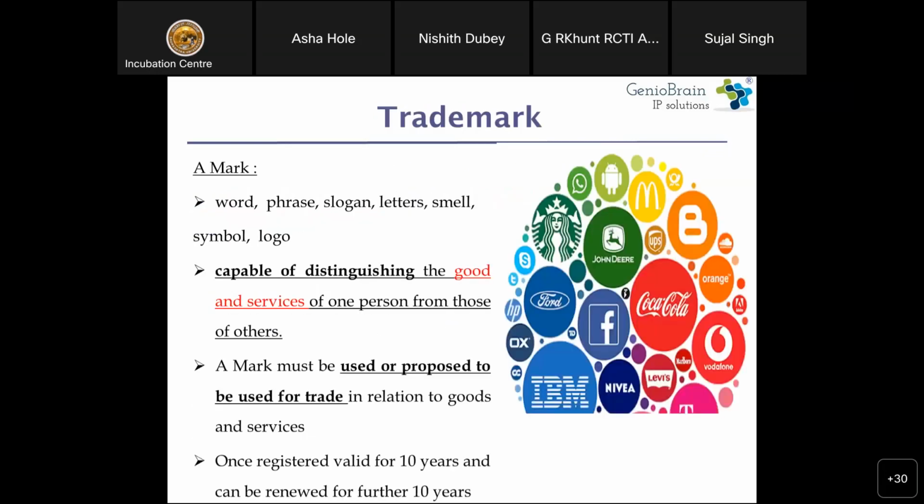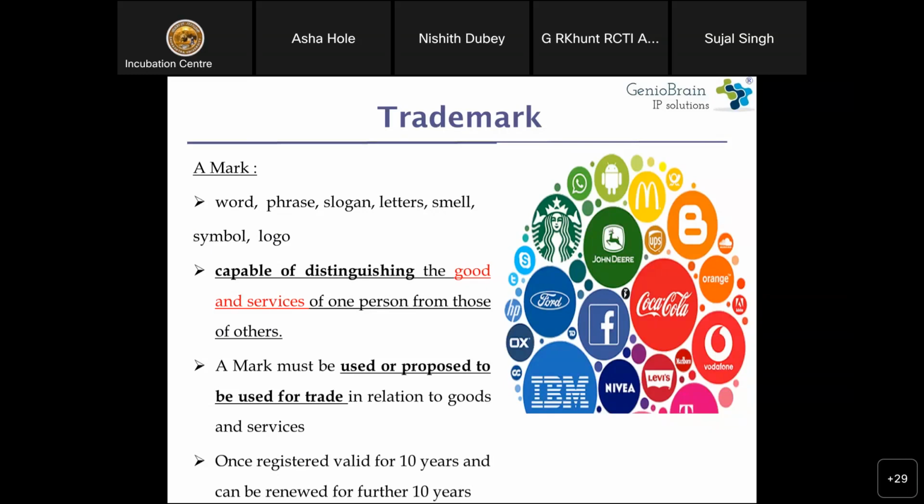Now, regarding trademark, I don't want to go into that much detail. I think you all know what a trademark is. So I just want to focus on the practical application of the trademark. In brief, the brand, slogan, phrases, letters, smell, symbol, and logo can be protected through a trademark. The important thing about a trademark is that it has to be distinguished from one goods to other goods, one service to other services. That means no two trademarks should be similar. That's the main criterion.